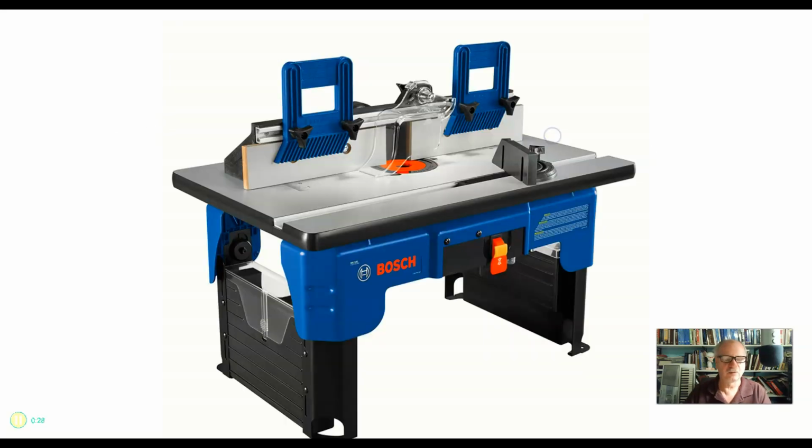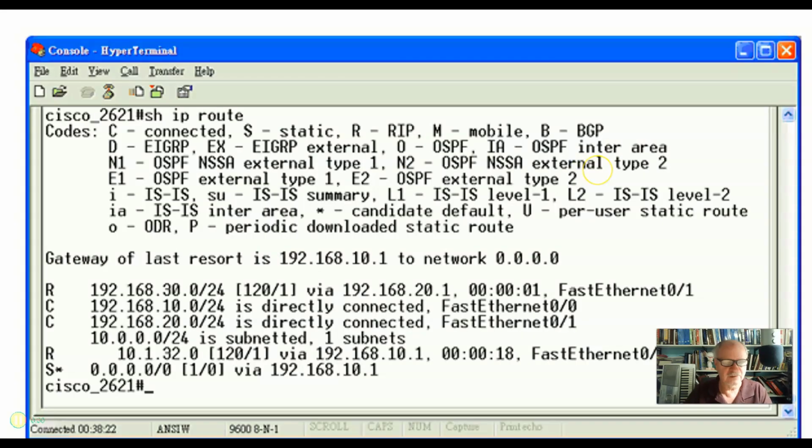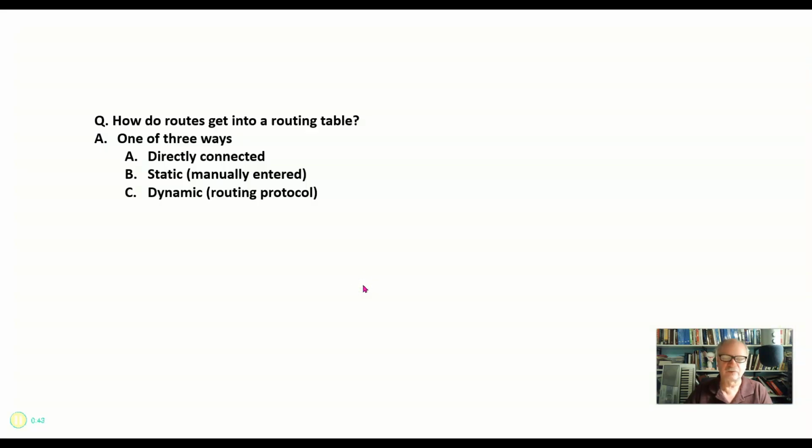So, oh, not that kind of routing table. This kind of routing table. If you look down here, these are the routes in this particular router's routing table. Now, we're going to take a closer look at this as we go along, but first I want to ask another question. How do those routes get in the routing table?